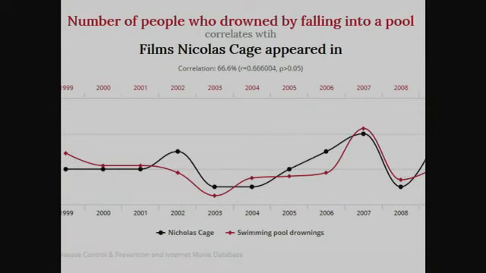This is tylervegan.com. If you're following me on Twitter, I put a link to this website. They have all of these kinds of correlations. So the number of people who drown by falling into a pool correlates with the number of films that Nicolas Cage appeared in. A correlation of 66%, that's pretty good, right? For the statistically minded, you can see that the p-value, which is an indication of the evidence that there is, and the lower, the more evidence, is above 0.05.